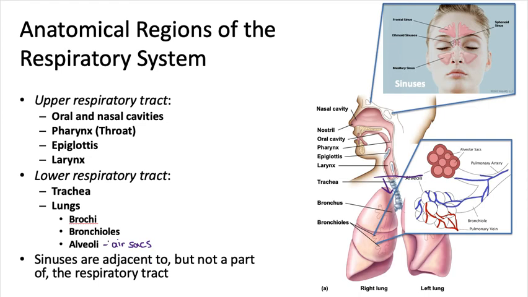Now, oftentimes we'll have a sinus infection, which feels like an upper respiratory tract infection, but I want to point out that the sinuses are just hollow cavities in our cranium or in the skeleton structure of our skull. So we have these sinus cavities, and they are adjacent to the upper respiratory tract, but they're not a part of it. The sinuses can drain into the nasal cavity and down the back of the throat, but they are not a functional part of the respiratory system.